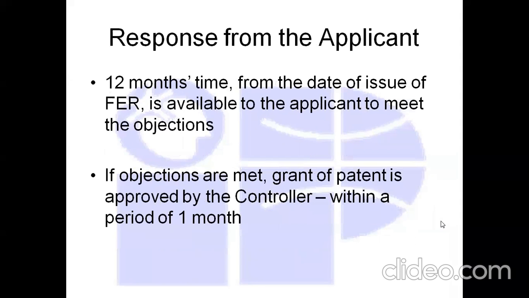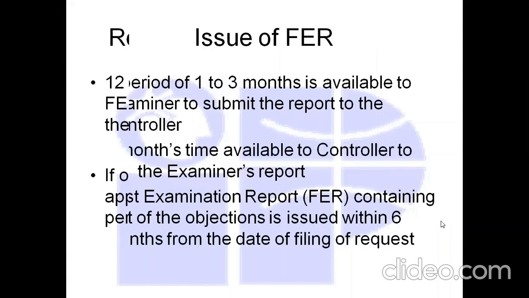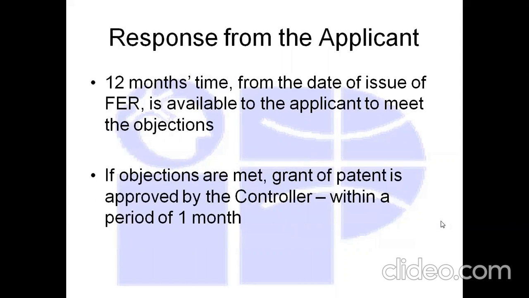After that, the response of the applicant. When the controlling officer sends you a report, then there is a response from the applicant. 12 months time from the date of issue of the FER is available to the applicant to meet any objection created by the controller. If the objections are met, grant of patent is approved by the controller within a period of a month, right?